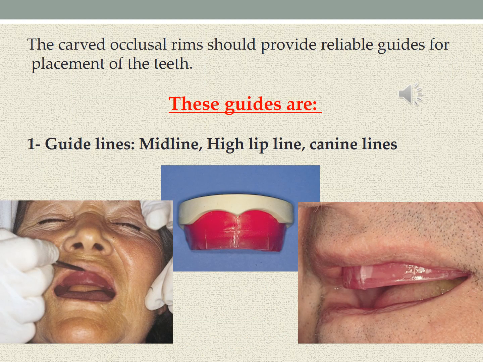As I said before, we need some information from the jaw relation step before doing the selection of teeth and also to proceed with setting of teeth. So the carved occlusal rims which we get from the clinic should provide reliable guides for the placement of the teeth. These guides include guidelines such as the midline, the high lip line, and the canine line as made on the wax rim depending on landmarks in the patient's face and mouth.